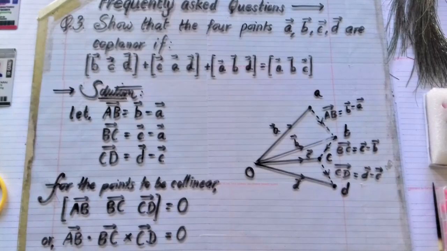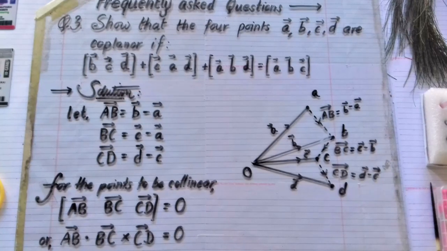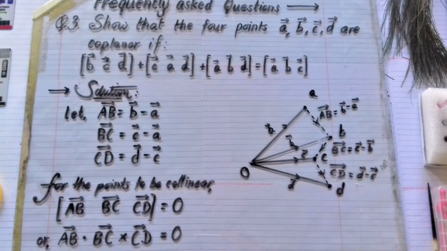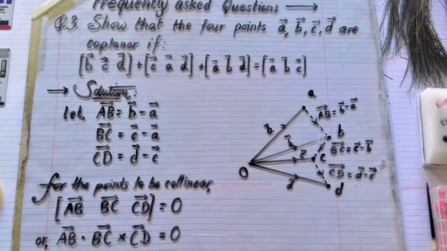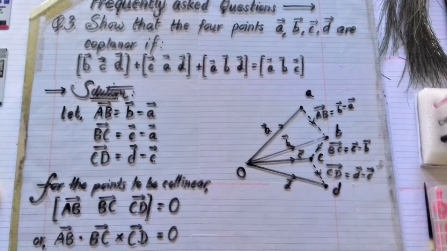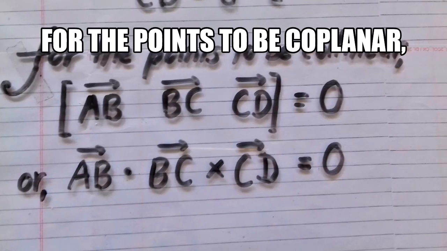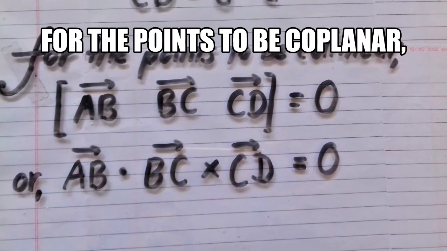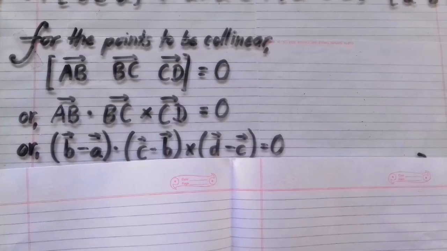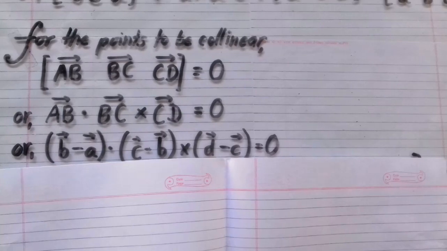For the points A, B, C and D to be coplanar, the vectors connecting them, AB, BC and CD, also need to be coplanar. So we have the condition that their scalar triple product needs to be 0. When their scalar triple product is 0, the vectors are coplanar. Then we can replace the values for AB, BC and CD as we have supposed.